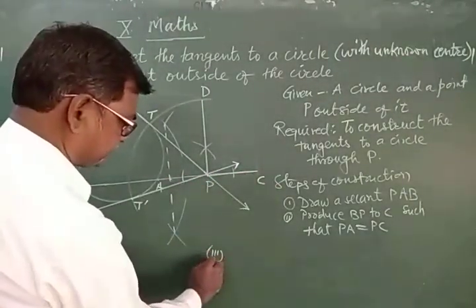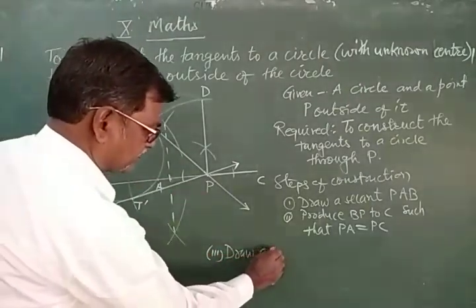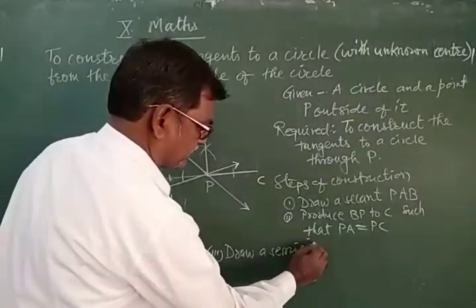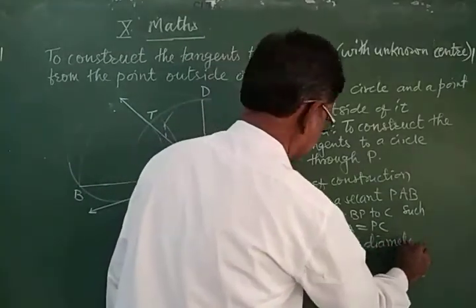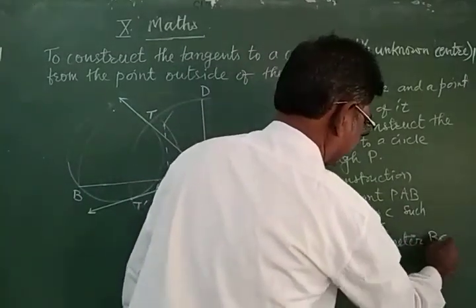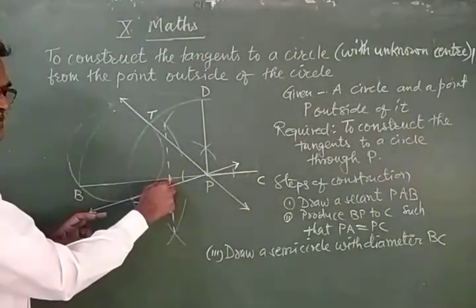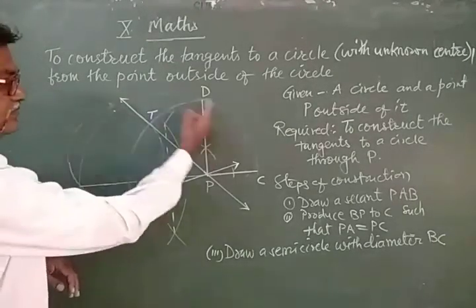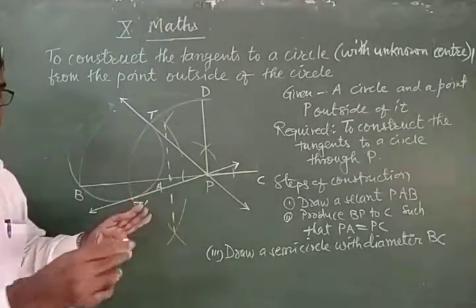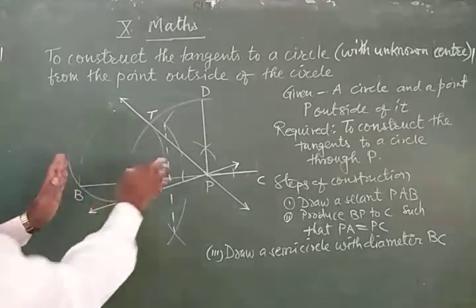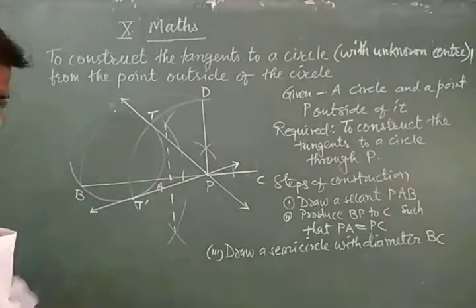Then third step. Draw a semicircle with diameter BC. From B to C, we have drawn the midpoint first. We have to draw the semicircle. So we have drawn first a midpoint and then we have drawn the semicircle. But in this case, no need to write take more than half distance and so on. So this step contains all the steps.